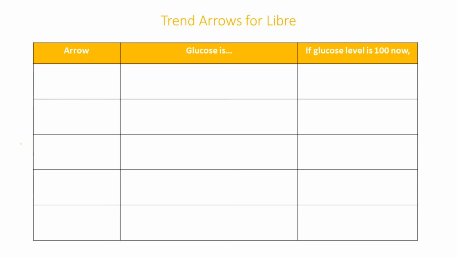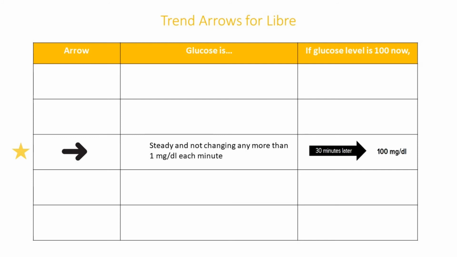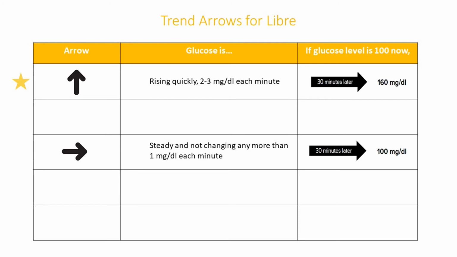In the Abbott system, with this straight ahead arrow, glucose is steady and not changing, meaning just like with Dexcom, if you're 100 now, we would predict that you would be 100 in 30 minutes. Look at this single arrow up. This means glucose levels are rising quickly, or 2 to 3 milligrams per deciliter a minute. If glucose levels are 100 now, in 30 minutes, we predict they will be about 160.